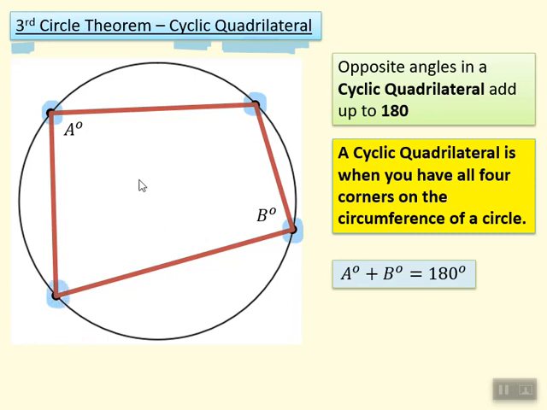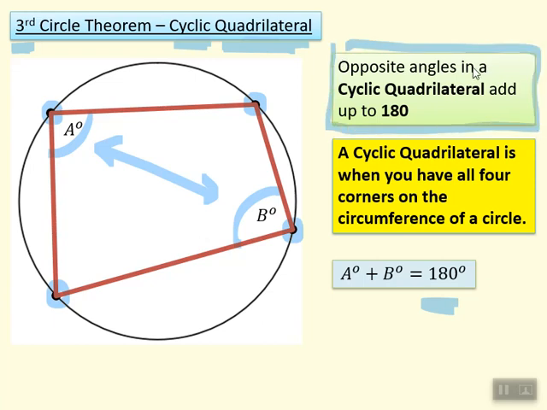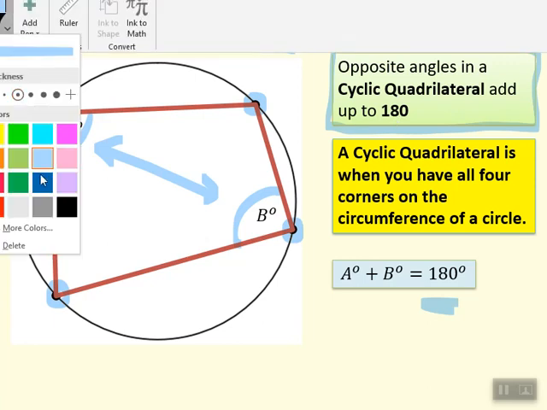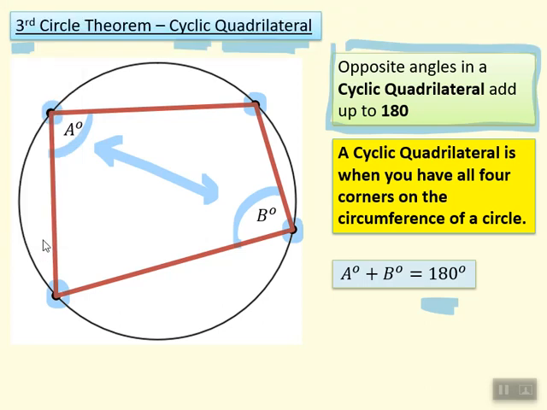Now, the really cool thing about cyclic quadrilaterals is that the opposite angles always add up to 180. So this is the rule that you need to remember: opposite angles in a cyclic quadrilateral add up to 180. I'm going to reiterate one key point. It has to be a cyclic quadrilateral, which has all four corners on the circumference, and that's the most important thing.